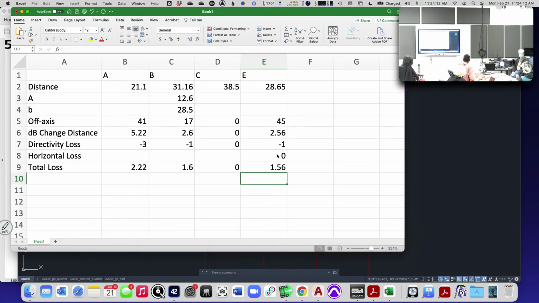Would that still be an acceptable loss because it's under -6? Totally. All right.